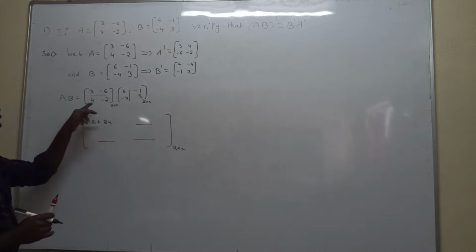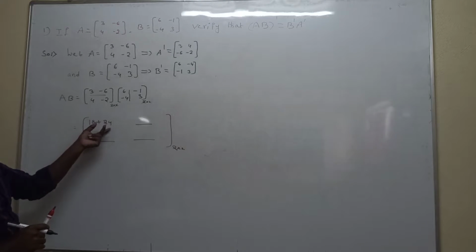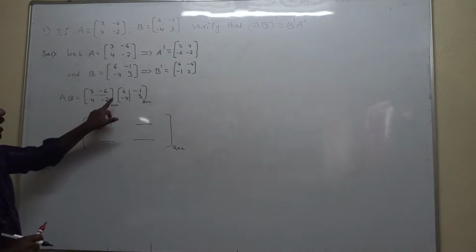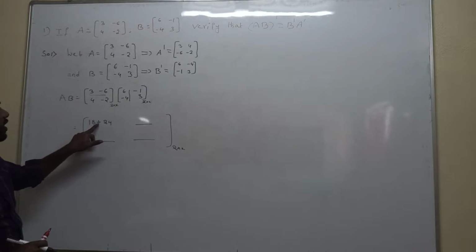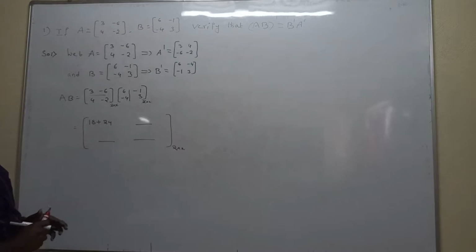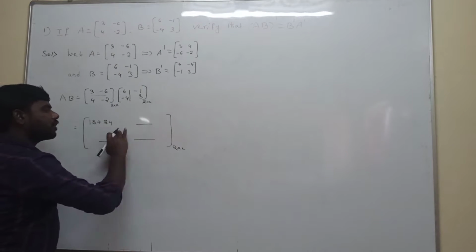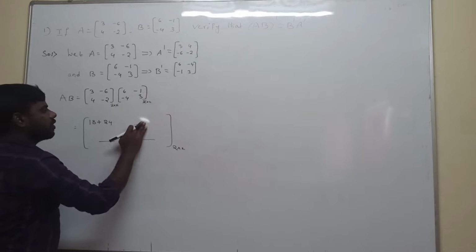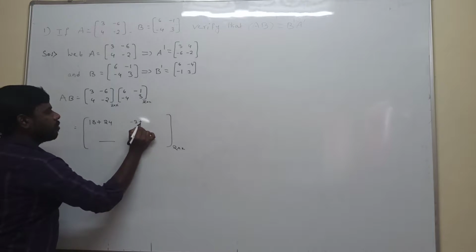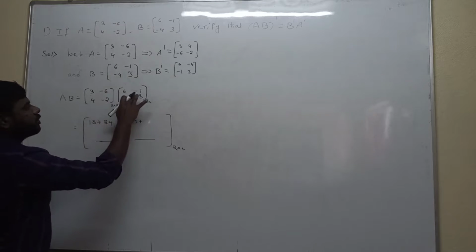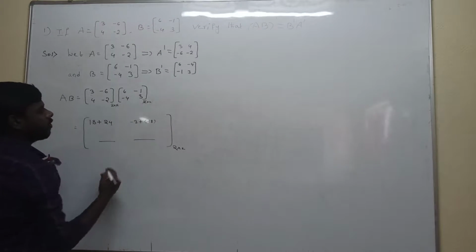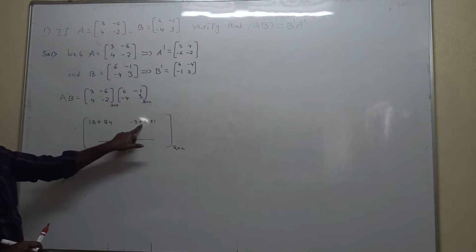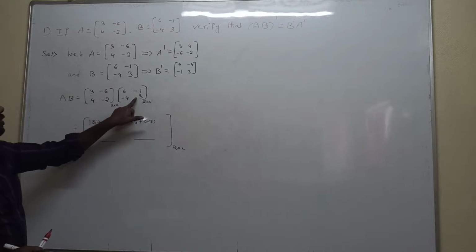You understood this point? Now the next position is first row, second column. So we take the first row and the second column. 3 into minus 1 is minus 3. After that, take the positive symbol. Minus 6 into 3 is minus 18. You understood? First row into first column, then first row into second column.